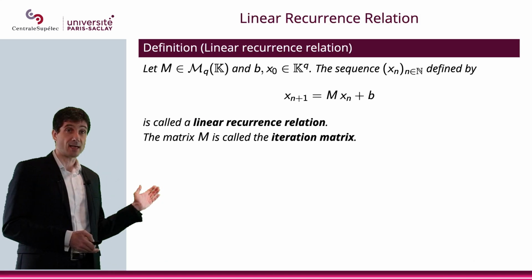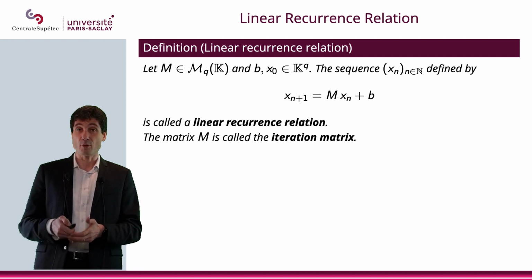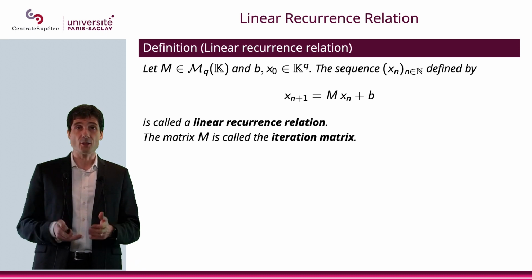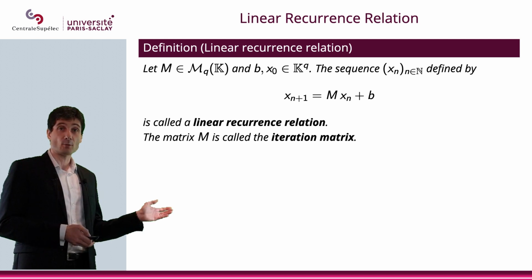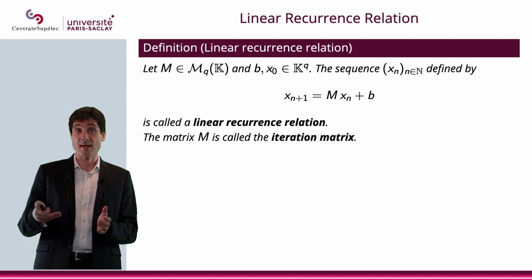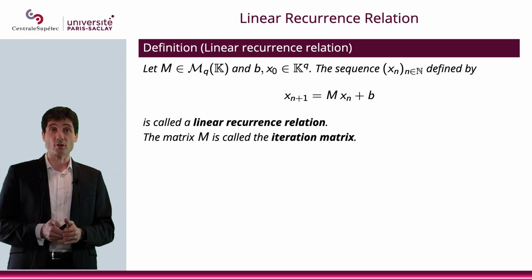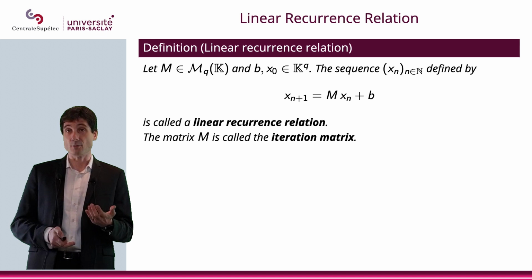Let me define a linear recurrence relation. If you consider a matrix M, which is Q by Q, and two vectors B and X naught, which are in R^Q or C^Q, then you can define the sequence Xn as Xn+1 equals M times Xn plus B. This will be called a linear recurrence relation, and M will be called the iteration matrix.